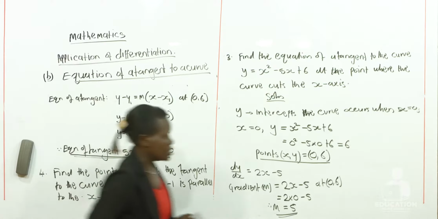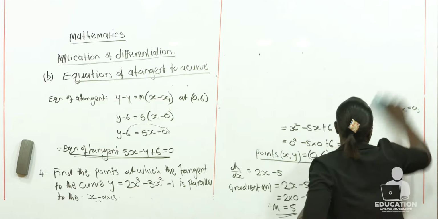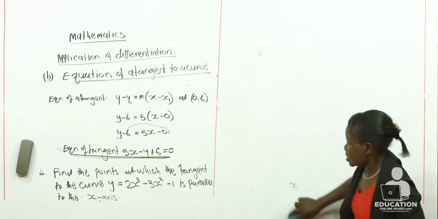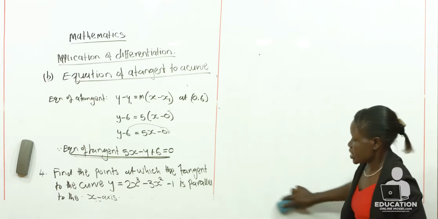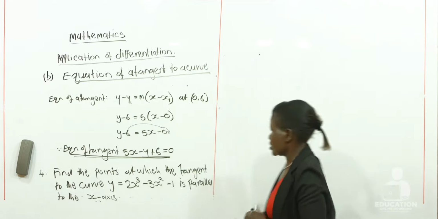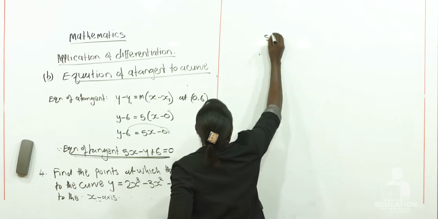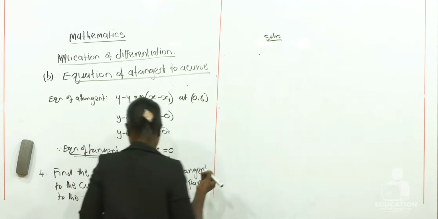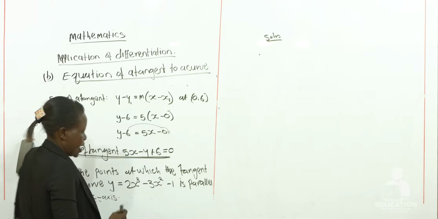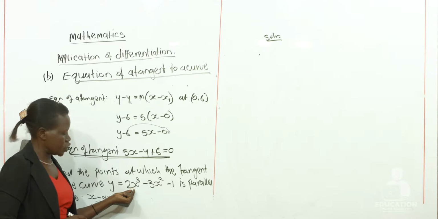So look at example number 4. They are asking us to find the points, in this case, the points at which the tangent is parallel to the x-axis. So what do we do? We simply analyze the question. How do I get the points? I have to differentiate the function given.